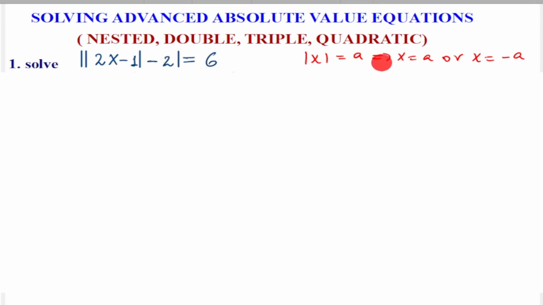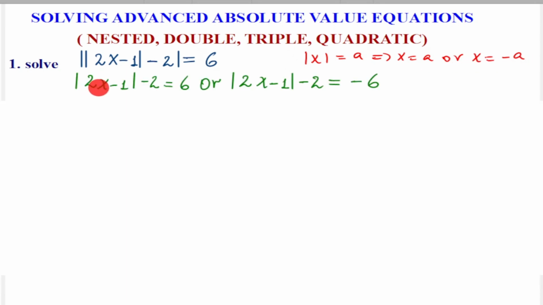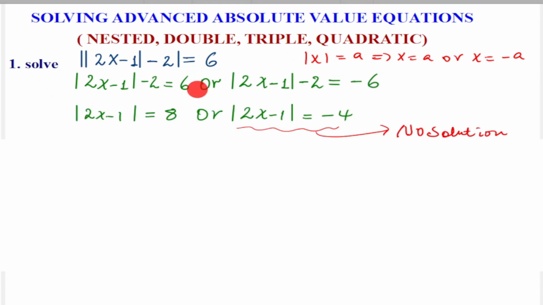Absolute value of x is equal to a implies x is equal to a or x is equal to minus a. So this is equal to the absolute value of 2x minus 1 minus 2 is equal to 6, or the absolute value of 2x minus 1 minus 2 is equal to minus 6. When we take minus 2 to the right, it becomes 6 plus 2, which is equal to 8. And when we bring this minus 2 to the right, it becomes minus 6 plus 2, which is equal to minus 4. This has no solution. Why? Because the output of an absolute value can't be negative, whereas this one is. So 2x minus 1 is equal to 8, or 2x minus 1 is equal to minus 8.